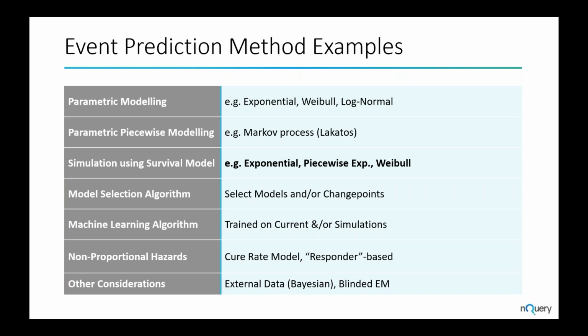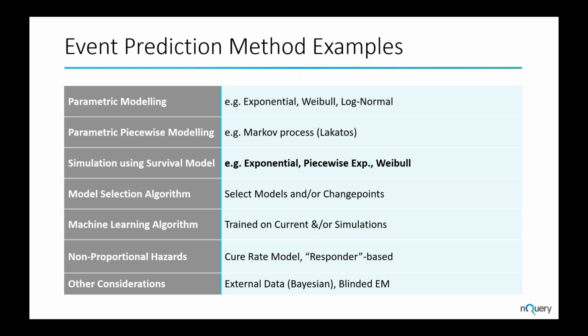So if we use exponential, we'd be assuming a constant hazard rate. Piecewise exponential would be a bit more flexible. You split the trial into a number of different sections, each with a different rate. And then there's also the two-parameter Weibull model, where the probability of an event depends on how long you've been in the study so far.